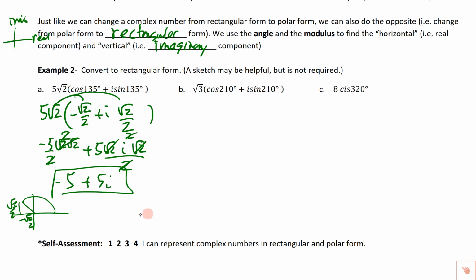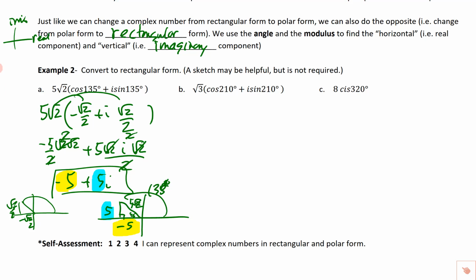If I were to draw a picture of what this looks like, this is 135 degrees, kind of like I drew over here, and this is 5 radical 2. If 135 degrees is right here, there's 45 degrees right here, so to find the leg of a 45-45-90 triangle, I'm going to divide by radical 2. That makes this 5, and this 5 also, because they're both the same. Then we need to keep in mind what quadrant we're in. This is negative 5 for the real part, and positive 5 for the imaginary part. We can match those up, and there's our answer.